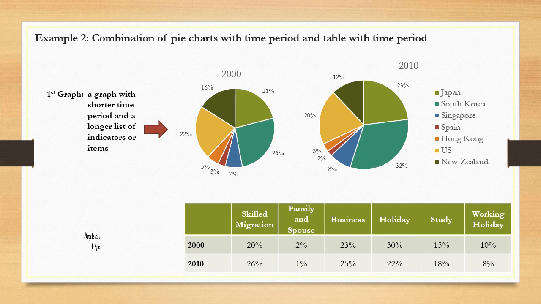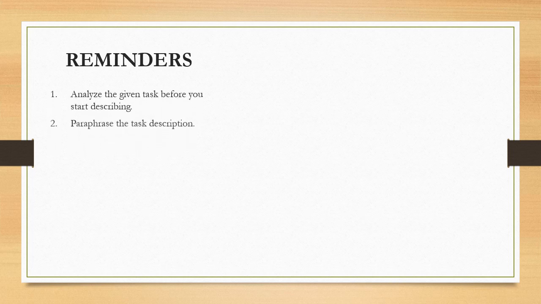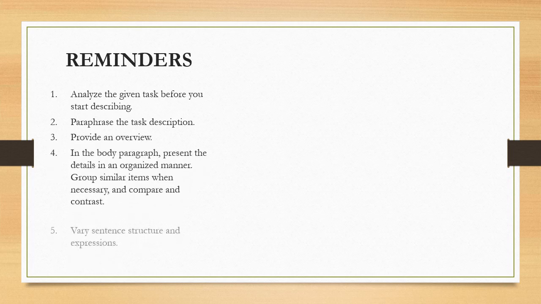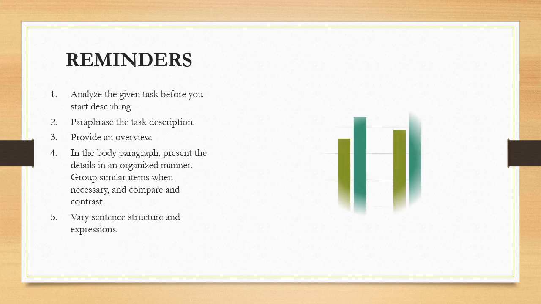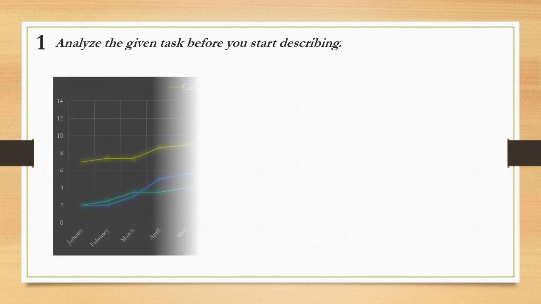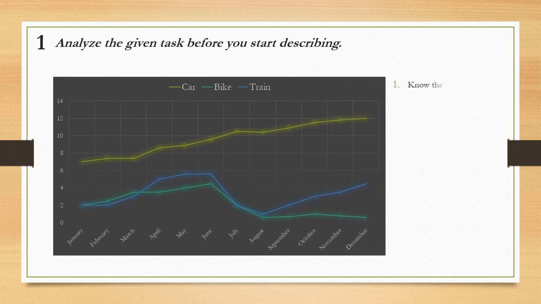Obviously, there are many details to talk about in this type of task, so that brings us to the reminders that we need to commit to mind when dealing with graphs. The first thing that you should do is to analyze the task. Know the type of graph you are going to deal with, because as I said earlier, there are different methods of description used when describing graphs. After knowing the type of graph, identify the features. These could include any or all of the features mentioned, depending on the type of graph.